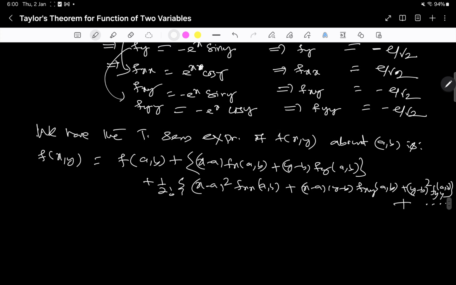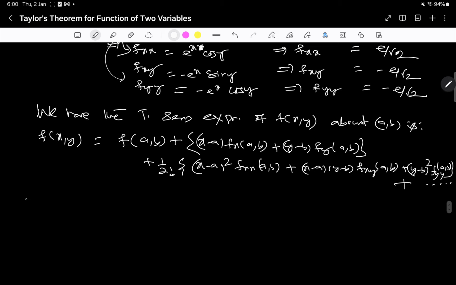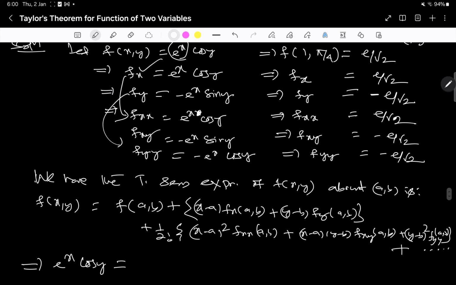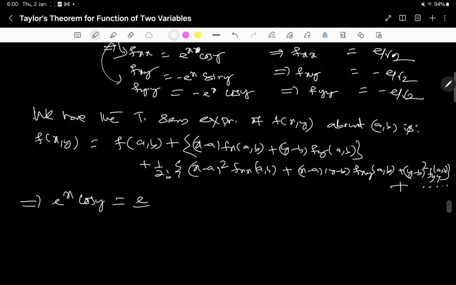Right, now you substitute all these things here. So this implies my e to the power x cos y will be, if I substitute all these things taking e by root 2 common, it is 1 plus (x minus 1) minus (y minus pi by 4).